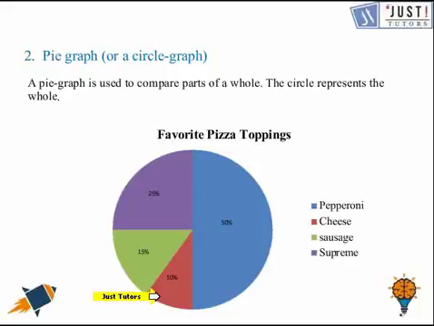Then we have cheese, 10%. 15% is for sausage, and 25%, that is second most, is supreme. So this is how a pie chart looks like. We can use percentage in pie charts or angles or fractions.